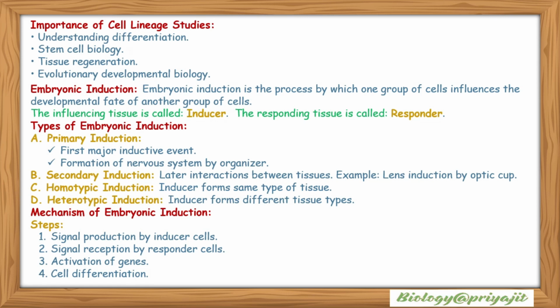Embryonic induction is the process by which one group of cells influences the developmental fate of another group of cells. Here the influencing tissue is called the inducer and the responding tissue is called the responder. Types of embryonic induction: primary induction, the first major inductive event, is the formation of the nervous system by the organizer. Secondary induction is the later interaction between tissues. An example is lens induction by the optic cup.